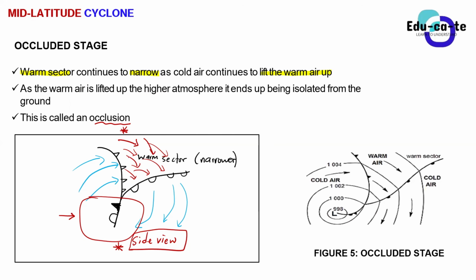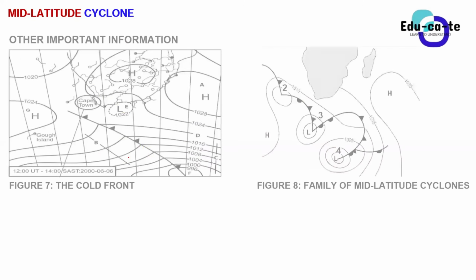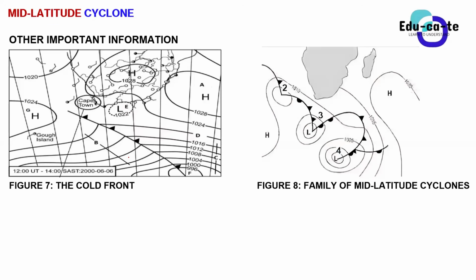All right. So to close our session for today, this is what needs to happen. Something to give thought to. This is an exercise. Figure 6 shows a mid-latitude cyclone. Answer questions 6.2.1 and 6.2.2. And this one we have to do. Let's just summarize the session by doing this. Okay, because it's a simple thing.